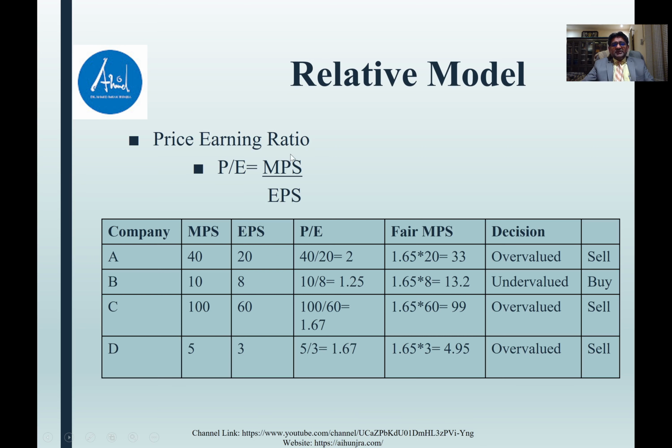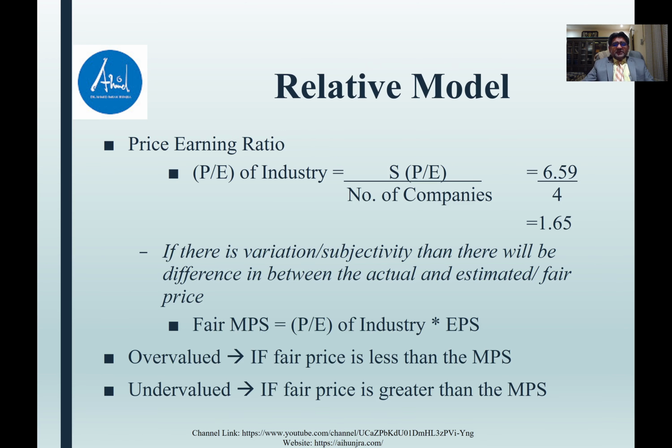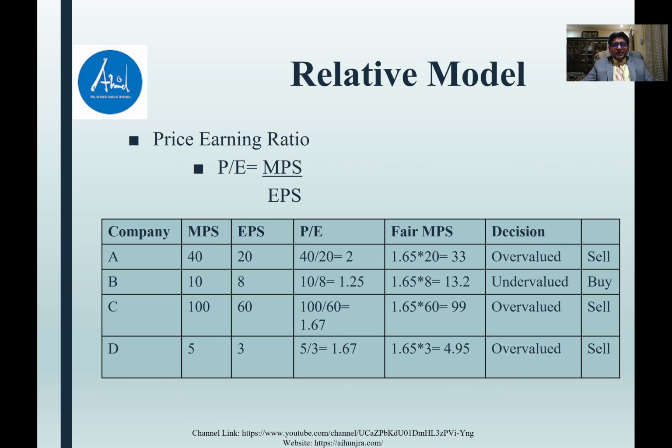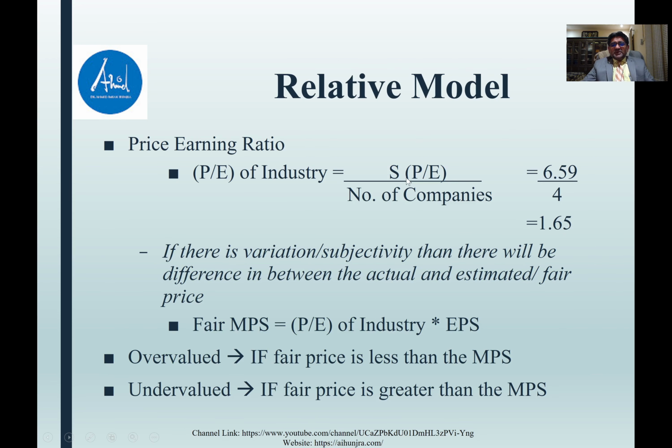Then how can we calculate the fair price? First, we calculate the price earning ratio of the industry, not the single company, because in the previous slide we calculated the price earning ratio of each individual firm in the industry. I suppose there are four firms. How can we calculate it? It's summation, not dollar. Summation of price earning ratio divided by number of companies. The price earning ratio summation is 6.59, and there are four companies in the example, so its value is 1.65.